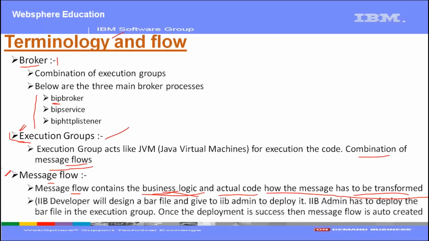All right. So for the message flow, here is my point. The IIB developer will design a bar file and give it to the IIB admin to deploy. The IIB admin has to deploy the bar file in the execution group. Once the deployment is successful, the message flow is auto created. So that is what the IIB admin is going to do.